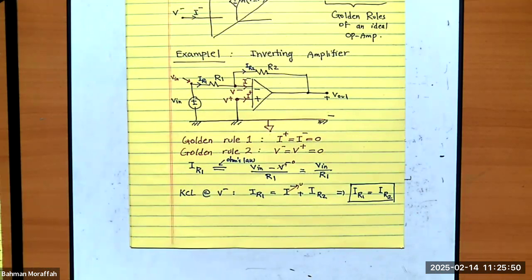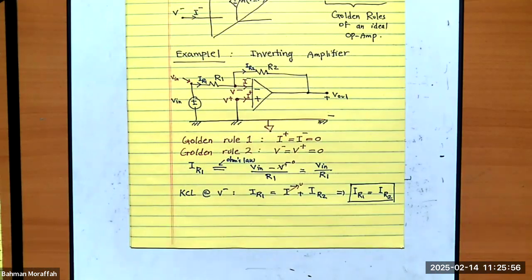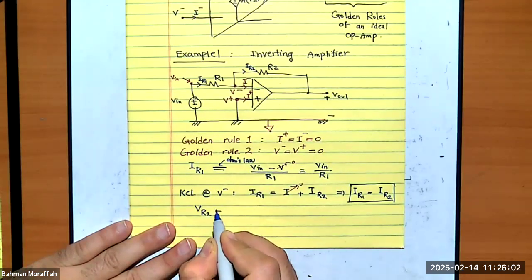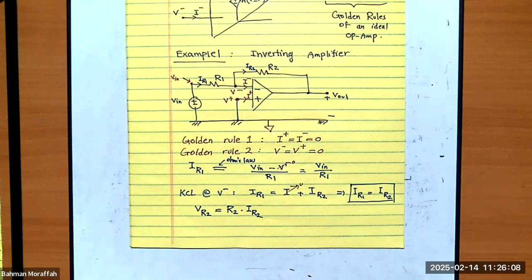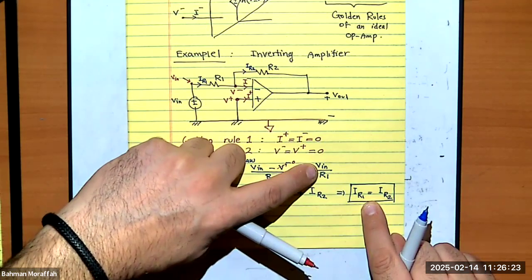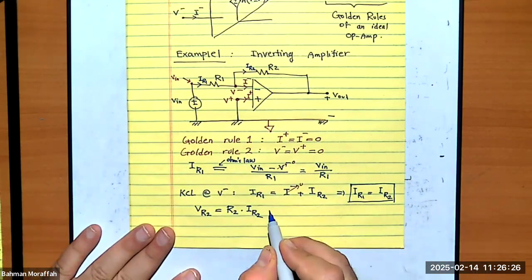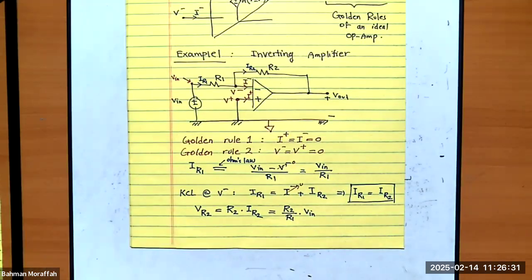Right? And if I know current through R2, I know voltage across it. So voltage across R2 is R2 times I through R2. Again, that's Ohm's law. But what is I through R2? That's I through R1. We already computed I through R1. It's Vn divided by R1. So if I sub it in here, that is R2 divided by R1 times Vn, right?